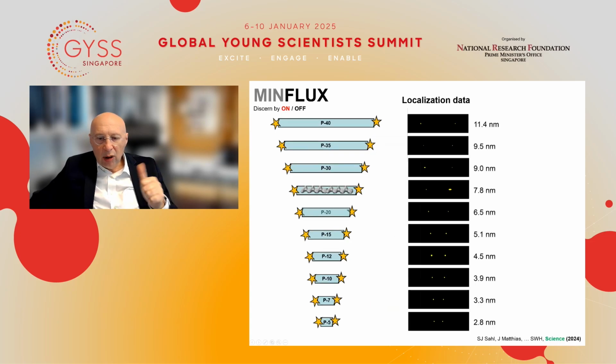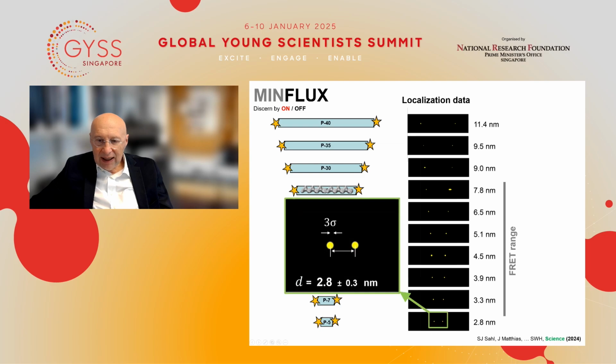In a not very controlled way, because they do some cis-trans isomerization, but we can get examples where they're very close, like here, 2.8 nanometers, and examples where they're 7.8 and 9.5 or 11.4. And this is within the FRET range. Yet the measurement here shows that we can really tell them apart: distance 2.8 nanometers, precision 3 angstrom. So we have an optical method, MINFLUX, that really allows us to see distances at this scale with very, very high precision.